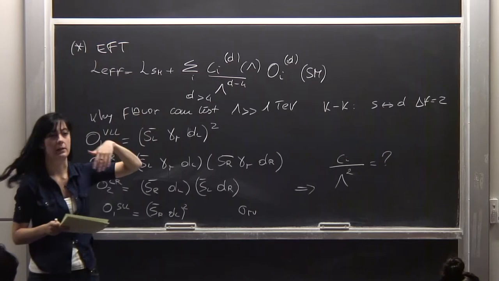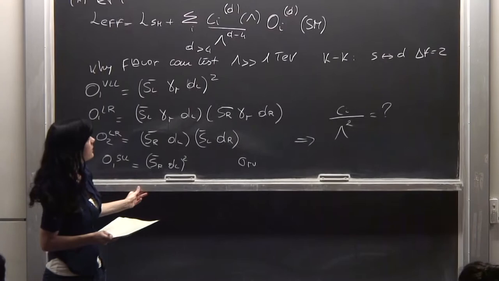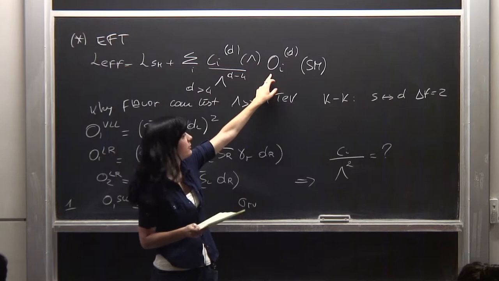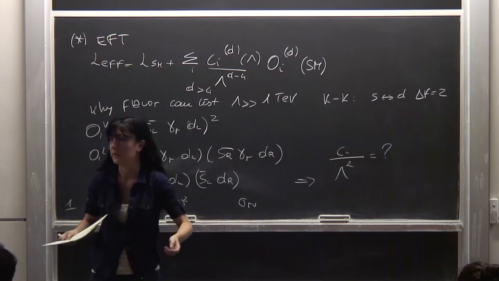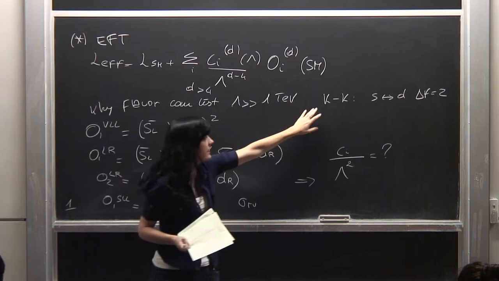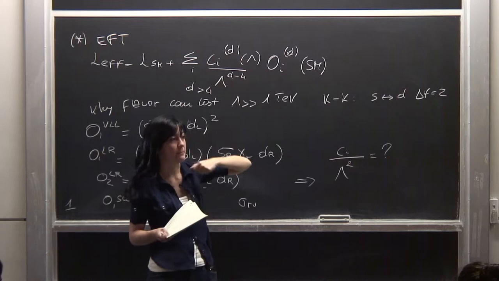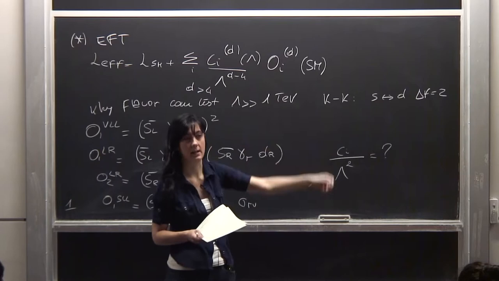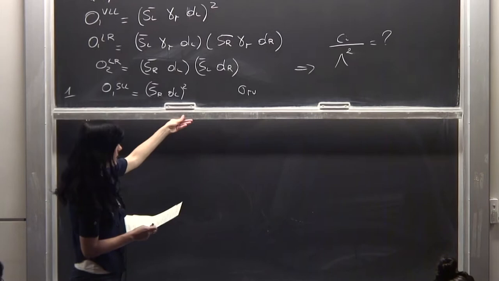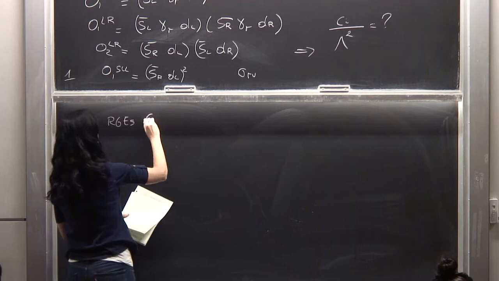But then, at the end of the day, as we know, we'll need to compute the matrix element between a K and K bar of this operator. And the matrix element is computed, for example, on the lattice at low energy, for example at the scale associated to kaon physics. So I will have basically to do some running between the lambda scale and the low energy scale associated to kaon. So step number two is to write down my RGEs for my Wilson coefficients.